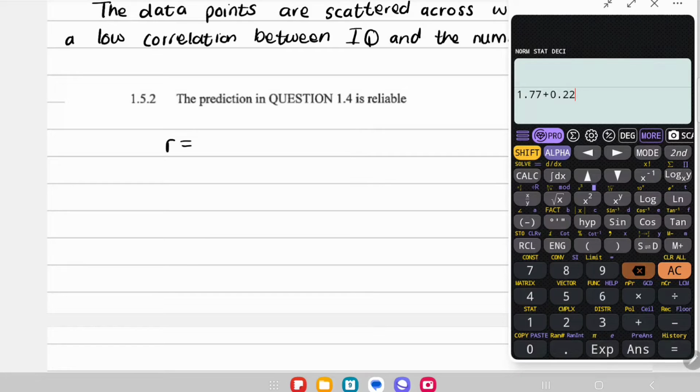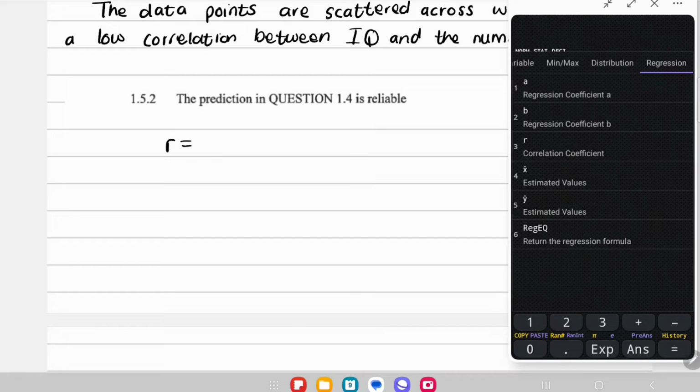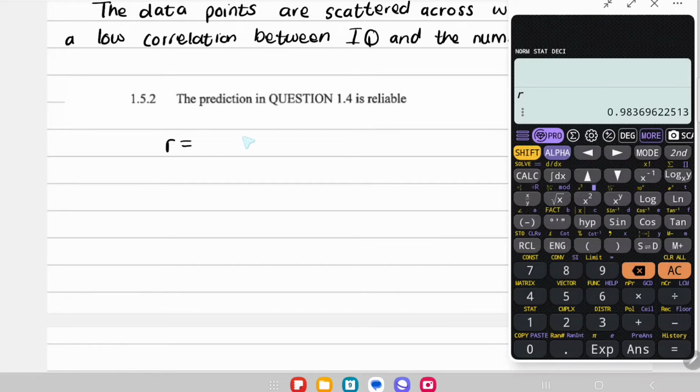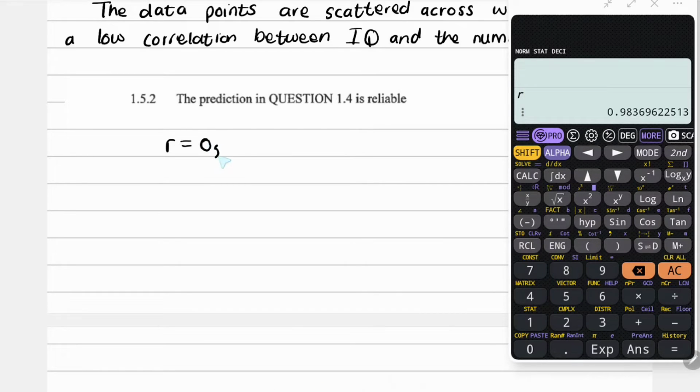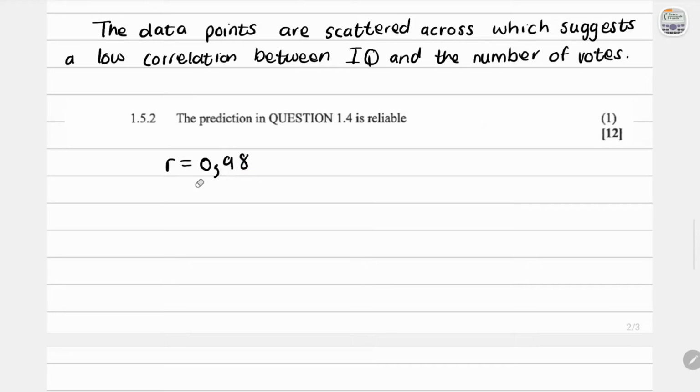I have to erase my data first, and then shift and 1. And then your data pulls up. You're going to again go for regression option 5, and you will see an option that says R for correlation coefficient. And you see what the correlation coefficient is, 0.98. That is quite high. That is why this data is reliable, because you have a strong correlation. It's positive, but it's still strong. We don't care about whether it's negative or positive. The positive or negative doesn't really tell you about the strength.